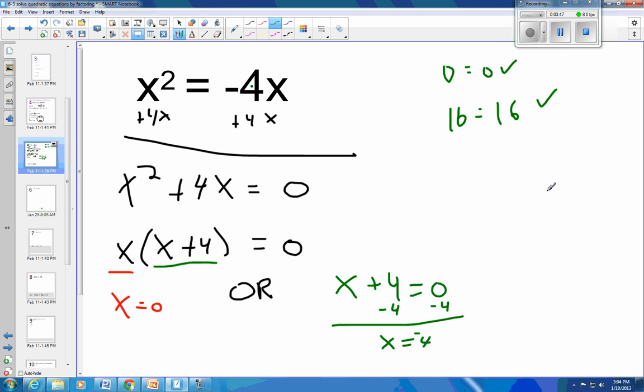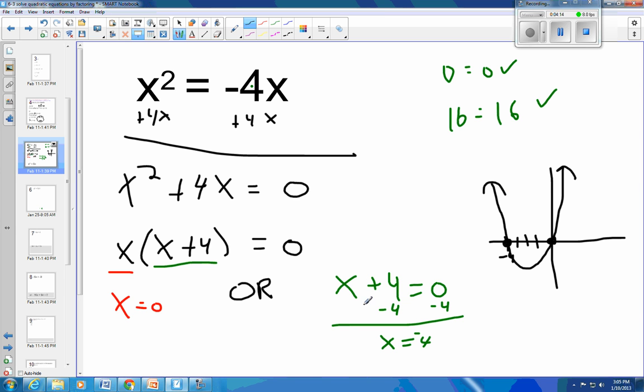Which means, back to our original thought of parabolas, that means that we would have a parabola and A would be positive, so it's going to be facing up, and one of the zeros is at 0, one of the zeros is at negative 4. You know it's facing up, so you have a parabola going through there. And that would be a very quick sketch of it by finding the zeros or the solutions.